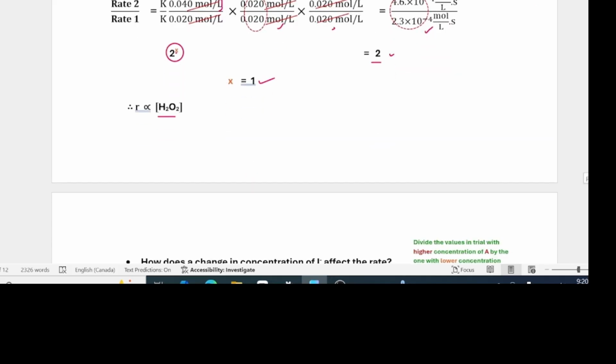We can therefore say that the rate of the reaction is proportional to the concentration of hydrogen peroxide raised to an exponent 1. For convenience, you can do that. Normally, you don't do that. It is understood when everybody sees it like that.